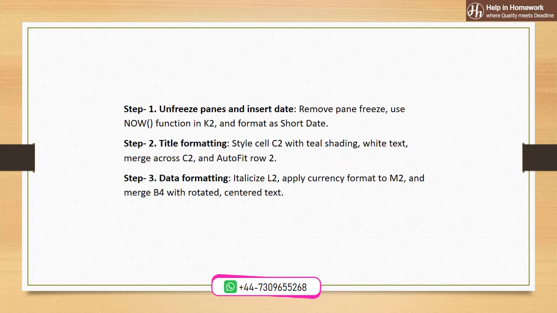Step 1. Unfreeze panes and insert date. Remove the pane freeze. Use the NOW function in K2 and format as short date. Step 2. Title formatting. Style cell C2 with teal shading, white text, merge across C2, and autofit row 2. Step 3. Data formatting. Italicize L2. Apply currency format to M2, and merge before with rotated, centered text.